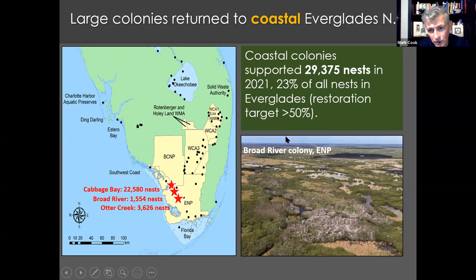30,000 nests represents about 23% of all nests in the Everglades. So we're still quite a bit short of that Everglades restoration target. But to me, the key thing is the absolute magnitude of the nesting event here. So I'm really not that worried that we didn't meet that 50% target. The fact that we have 30,000 nests primarily in these three colonies just means that this area is still able to support these large nesting events. If we get the water right again, if we can get flows to this region, we will be getting massive colonies down there again.